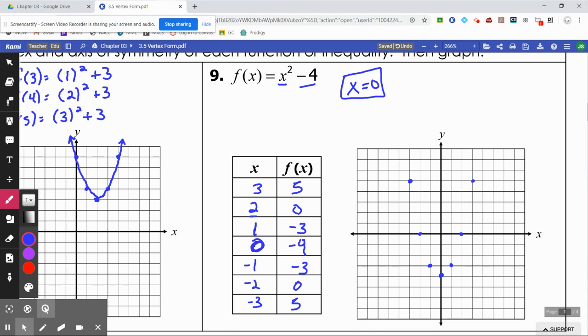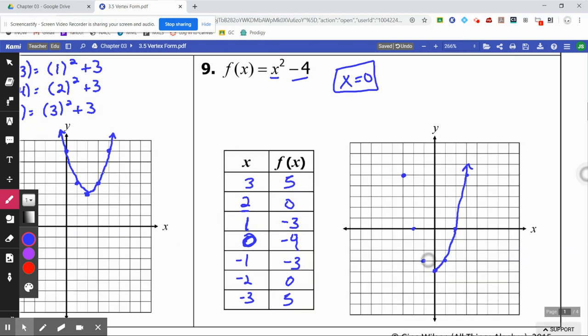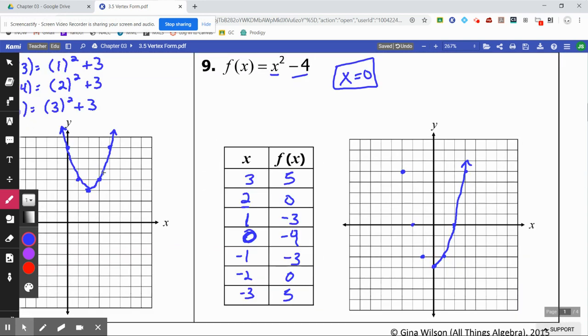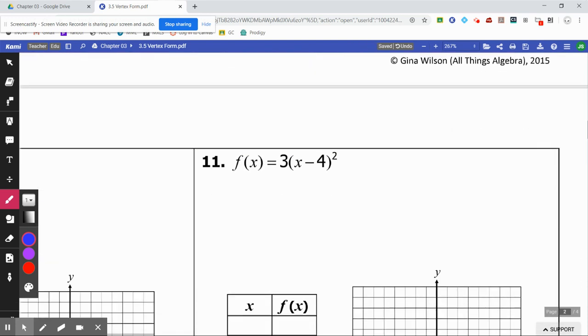And then let's just go ahead and connect our dots. And we have the following parabola. Again, reminder as I'm writing this down, the number in front of your x squared, the 1, tells you if your parabola cups up or if it cups down. Since it's positive, it's going to cup up.